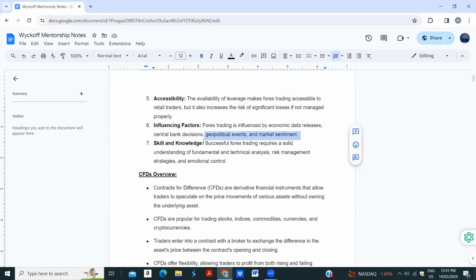Now, skill and knowledge. Successful forex trading requires a solid understanding of fundamental and technical analysis. If you want to be successful in forex trading, you need a robust understanding of these types of analysis, which are commonly used in the forex market to analyze market movements. You should also have solid risk management strategies, discipline, emotional control, and a great mindset in order to operate successfully in the forex market. So keep these things in mind.